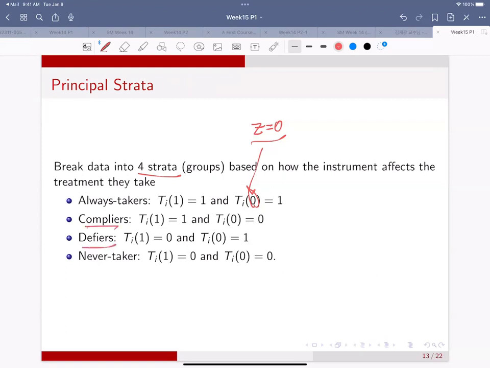Defiers are very strange, right? If they are asked to follow, they don't. And if they are asked to not take the treatment, then they take the treatment. So that's the tricky part. Always takers and never takers are relatively easy. They just do the same thing no matter what they are asked. But the defier is a little bit tricky.